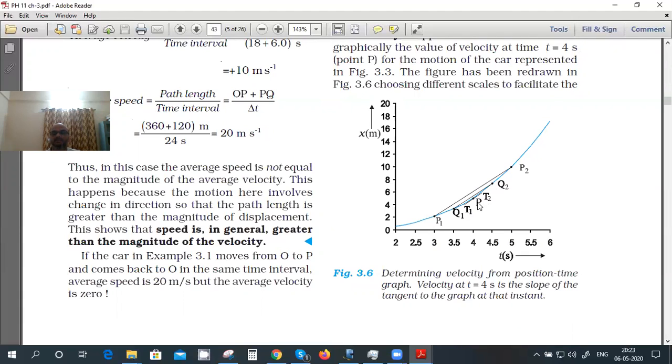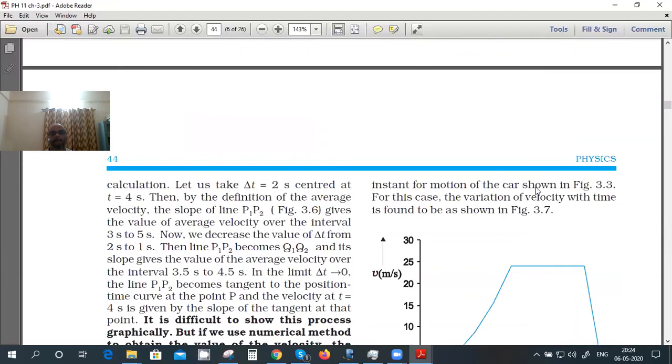When P1 and P2 come closer, the secant becomes a point. At point P, the secant will just touch the curve. So that's how the chord or secant becomes a tangent. And the slope of the tangent is the instantaneous velocity at point P. The slope of the secant P1 P2 is the average velocity between the interval P1 P2.